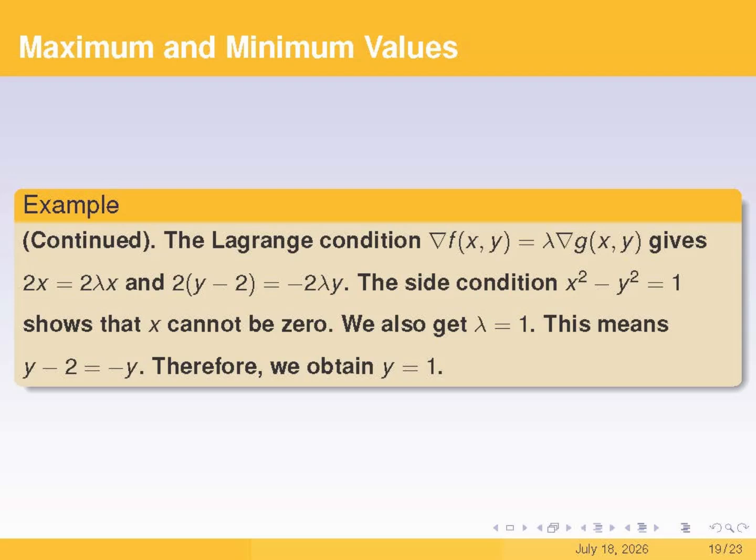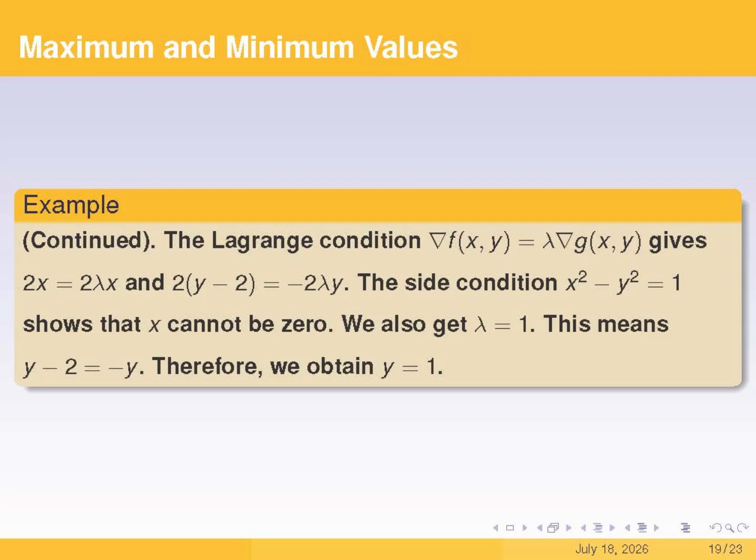Then, the second component of the gradient of f is 2 times y minus 2, which has to equal lambda times the second component of the gradient of g, giving us -2 lambda y, just like you see on lines 1 and 2. Now, because the constraint x squared minus y squared equals 1 forces x to be something other than 0, we can just cancel out x from that first equation. 2x equals 2 lambda x. That immediately gives us lambda equals 1.